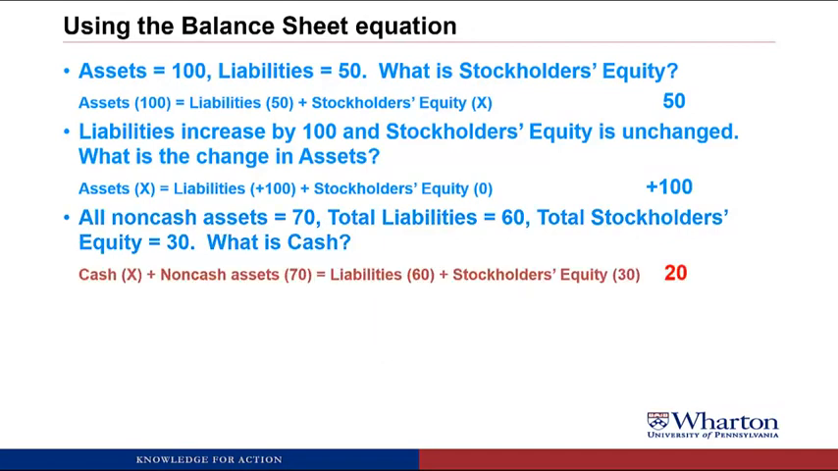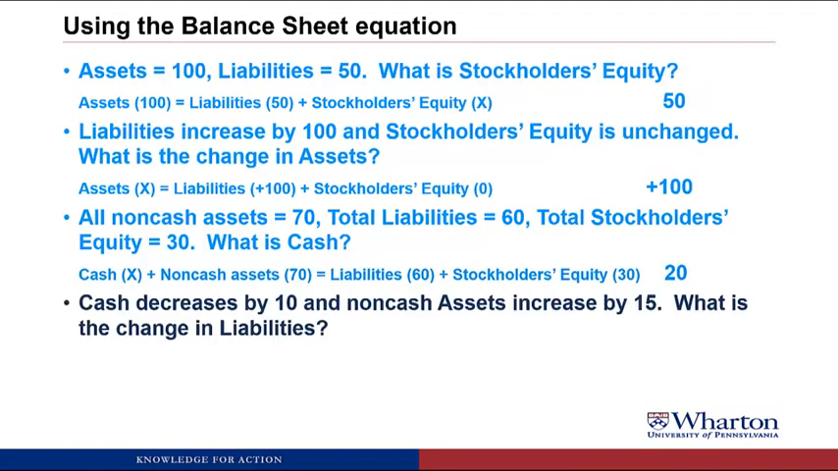We can use the balance sheet equation for this one if we separate assets into cash and non-cash assets. So we have liabilities of 60 and stockholders' equity of 30. That's 90 on the right-hand side. Non-cash assets are 70. The only thing missing is cash, which has to equal 20 so that we have 90 on each side.